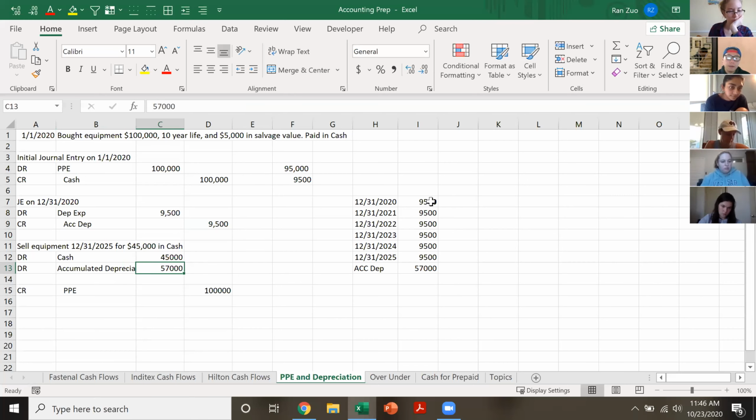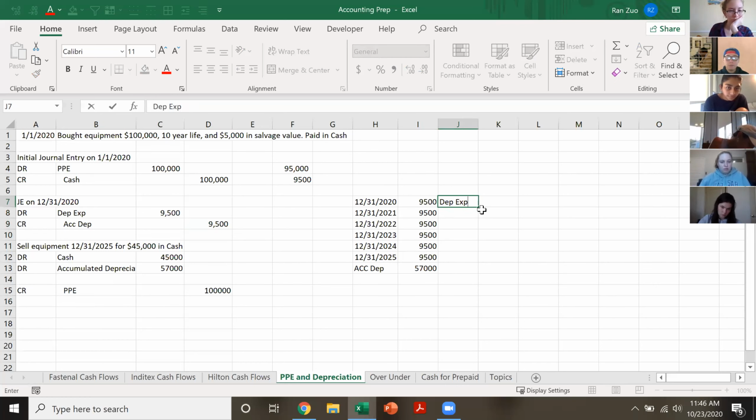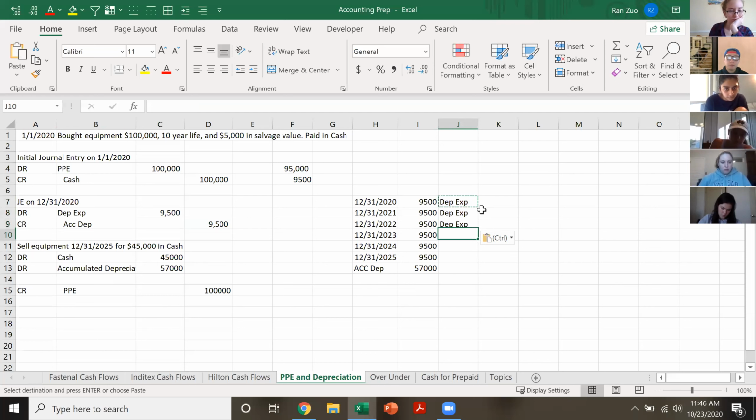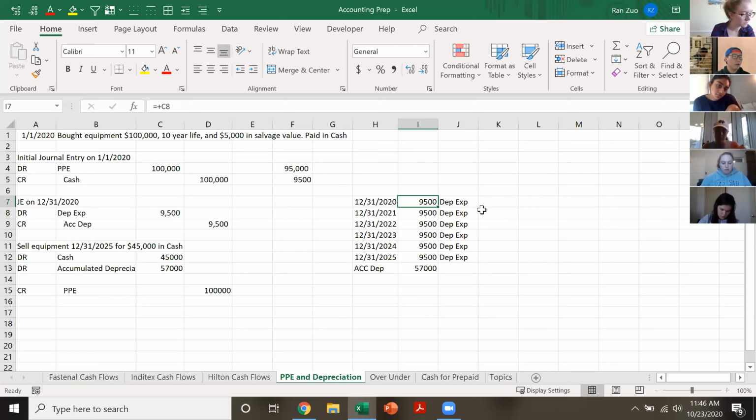This is why I have this schedule here. Every year, depreciation expense is 9,500. That is a temporary account. It gets zeroed out after the year is over and starts new every year. That's why it goes to 0 and then up to 9.5, 0 up to 9.5. The thing that accumulates is accumulated depreciation, because it's in the name. It accumulates. All right, so now this is balanced.